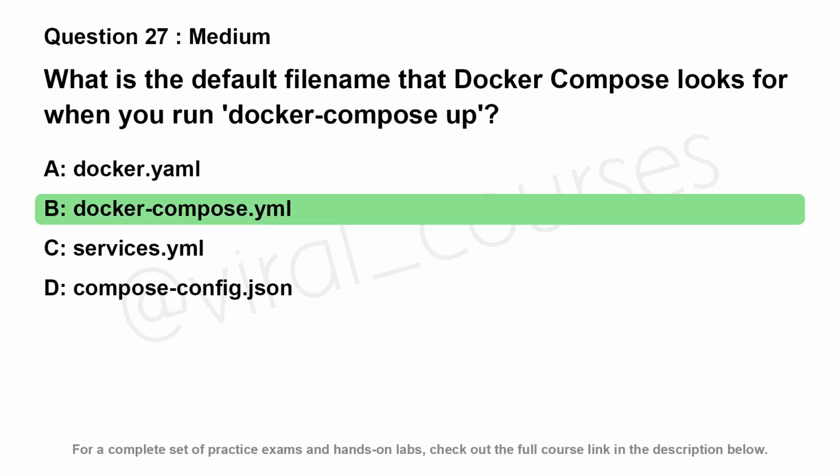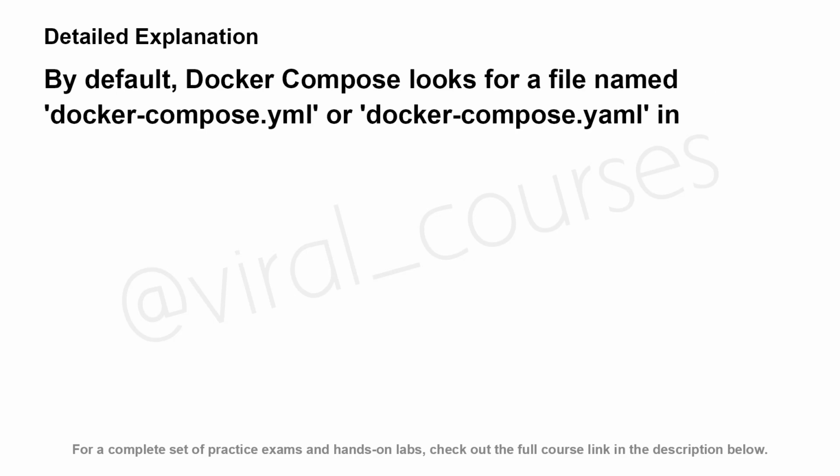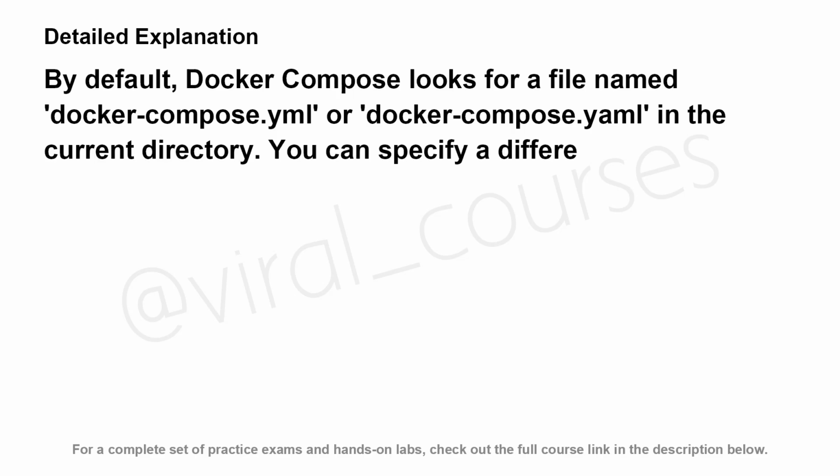The correct answer is B. By default, Docker Compose looks for a file named docker-compose.yml or docker-compose.yaml in the current directory. You can specify a different file using the -f flag.